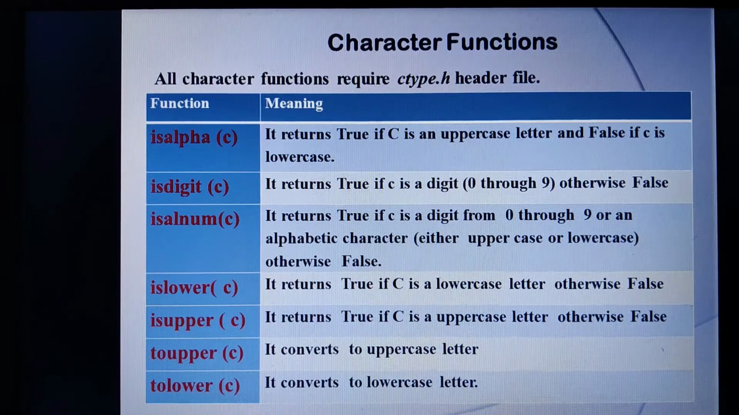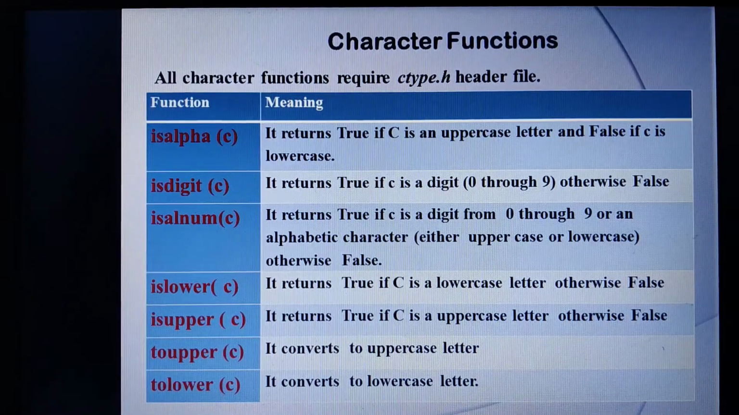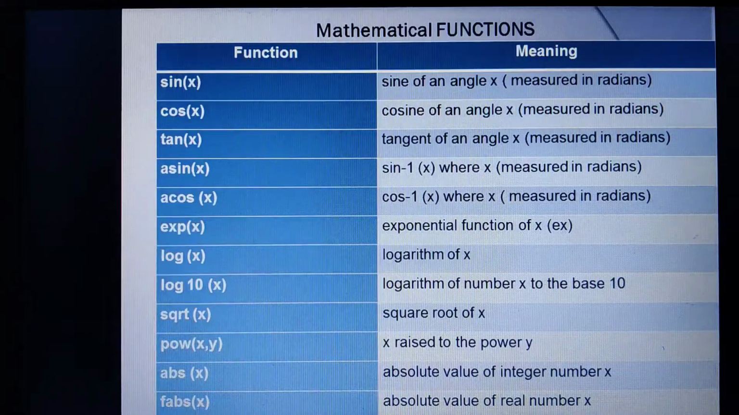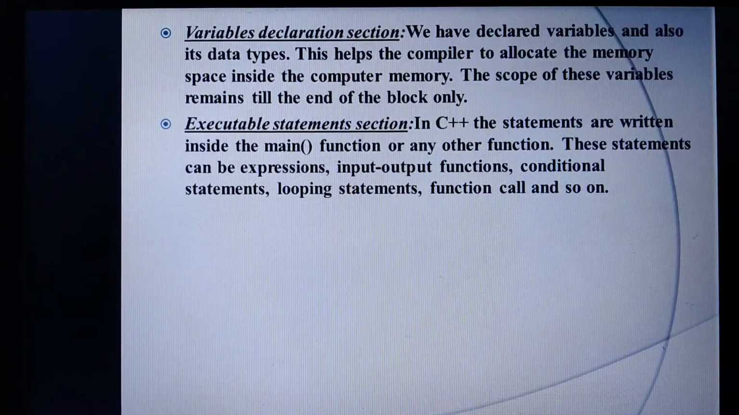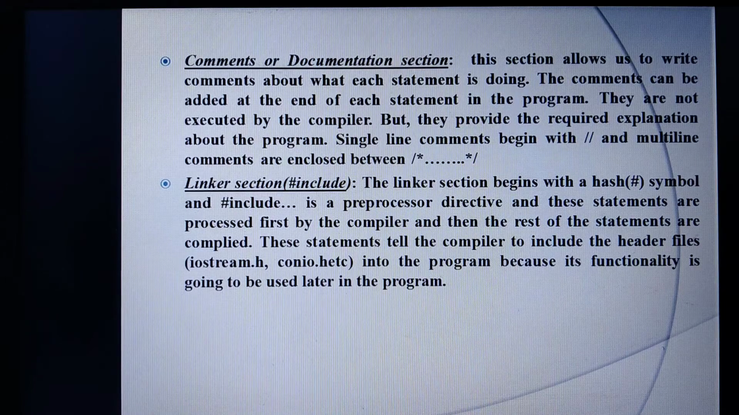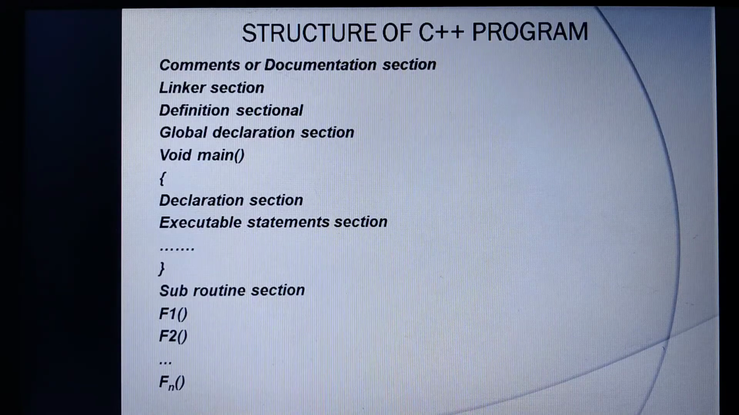So in our previous video we have seen the structure of a C++ program. We have seen one of the programming examples wherein the structure of a C++ program consists of the first comment section, which is optional, right? And then we have the linker section, which is a mandatory one. Then the definition section is optional, the global declaration section is optional, then the main function, then opening flower braces, then the variable declaration section, then we have the executable statement section, and then subroutine.